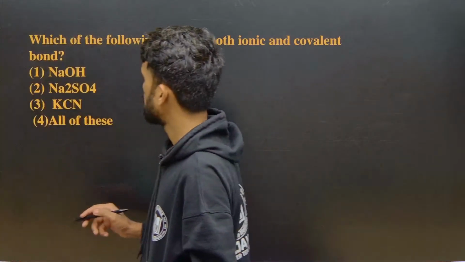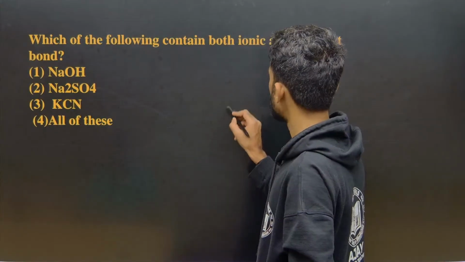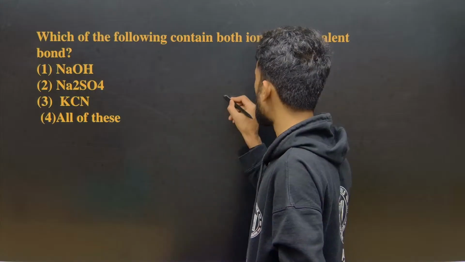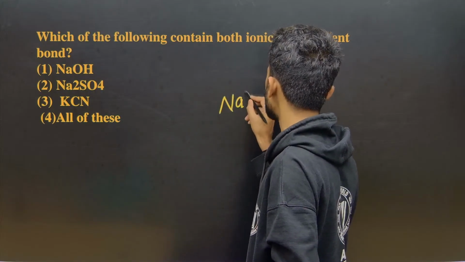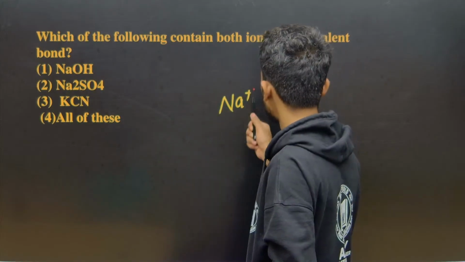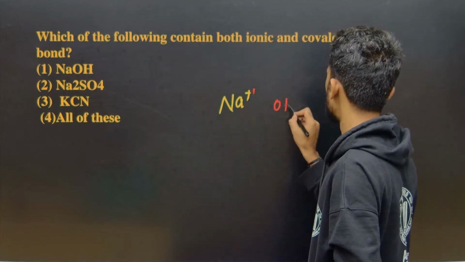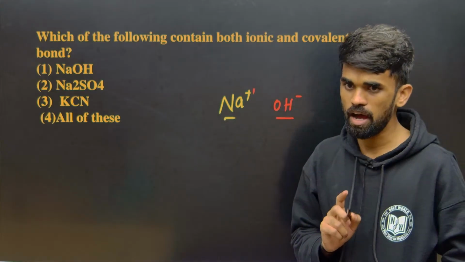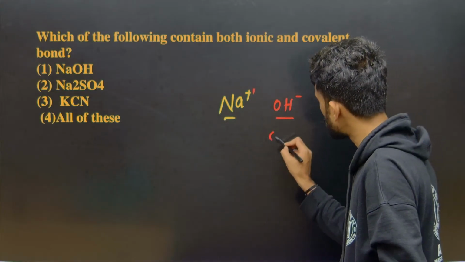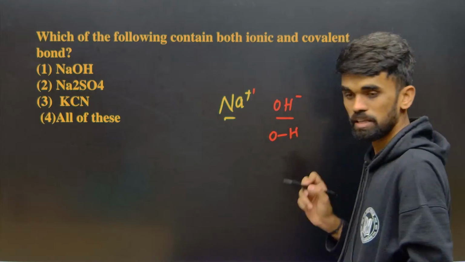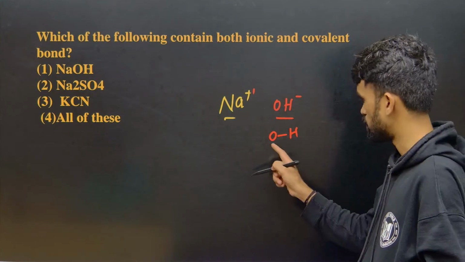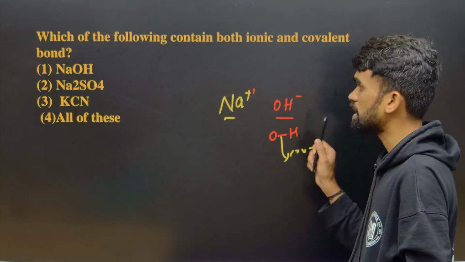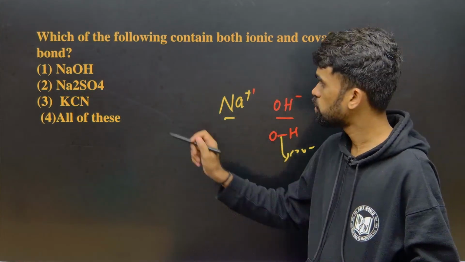So tell me, NaOH. NaOH means we know sodium, alkali metals, are always positive in their combined form, +1. Now OH minus. If we look at it like this, it has ionic nature. What about this O and H? They have one bond between them. So what is this bond? Covalent. So it contains both ionic as well as covalent.